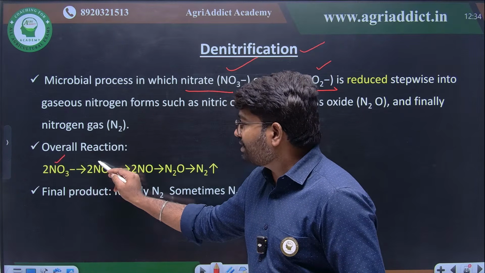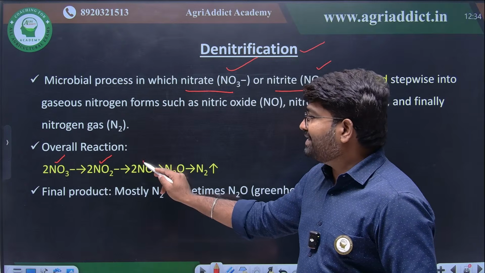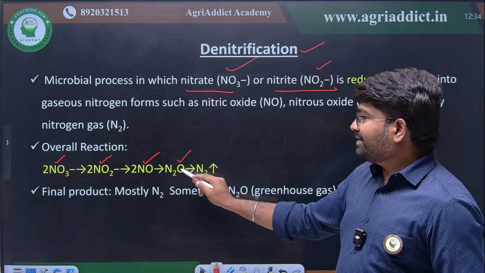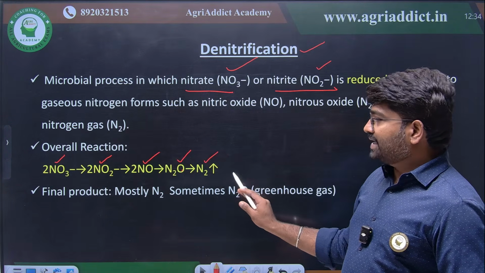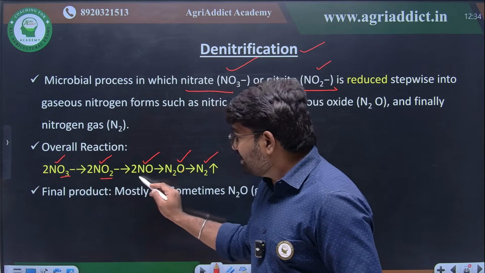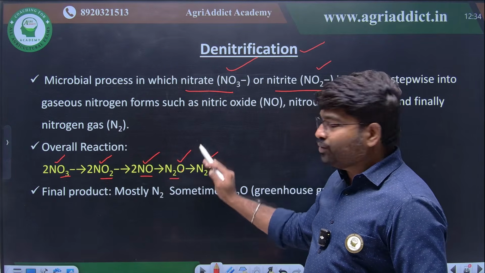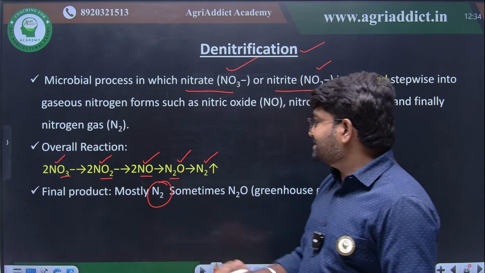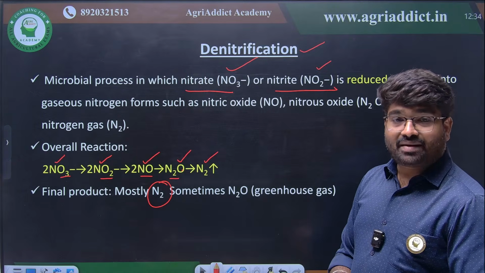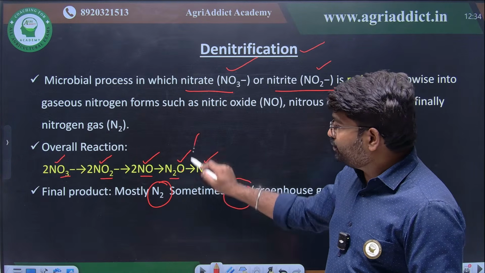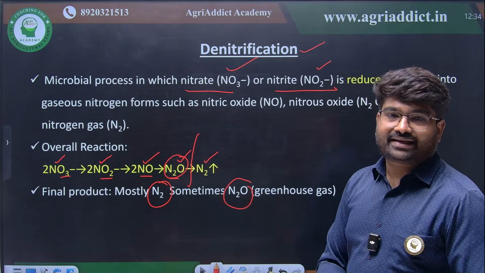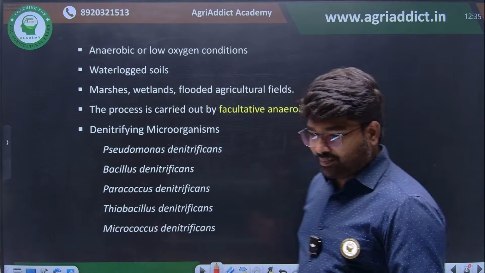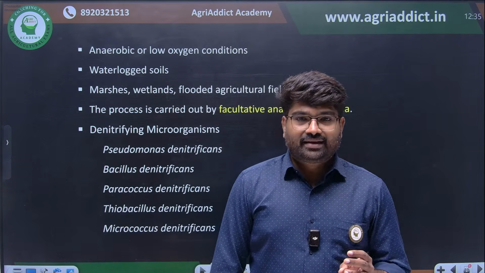Nitrate will be converted into nitrite, then into nitric oxide. Nitric oxide will be further converted into nitrous oxide, and then nitrous oxide will be converted into nitrogen gas. It is a reductive process, correct? The oxygen has to be removed here. So the final product formed is nitrogen gas. In some cases, the process stops at nitric oxide or nitrous oxide, which will act as a greenhouse gas. So now we have seen what is meant by denitrification, what the product formed is, and what the significance is.